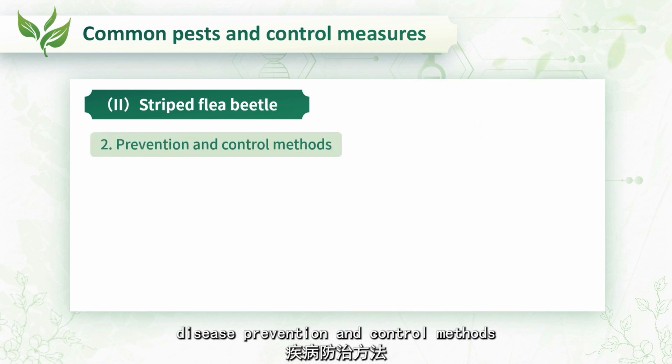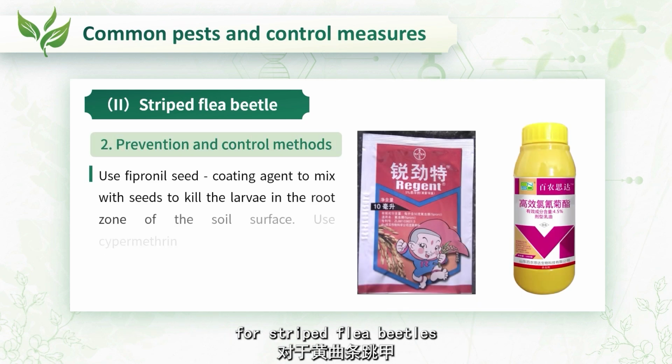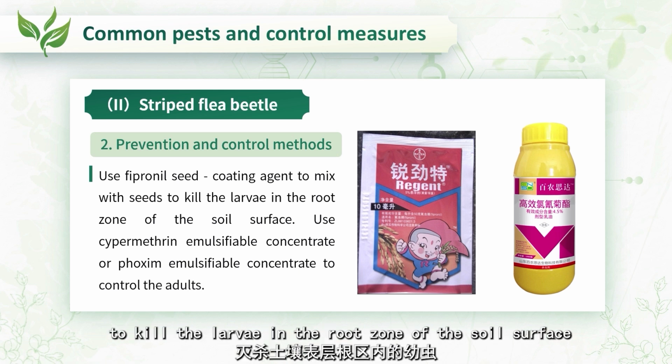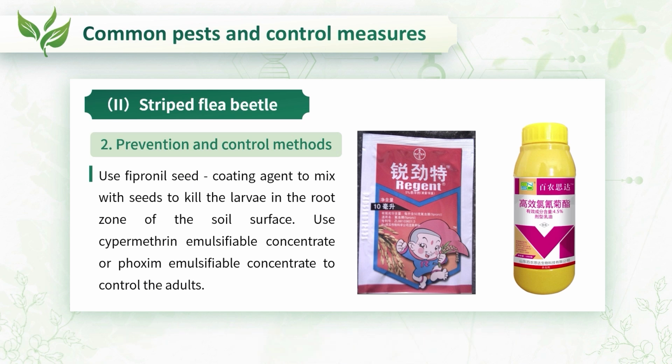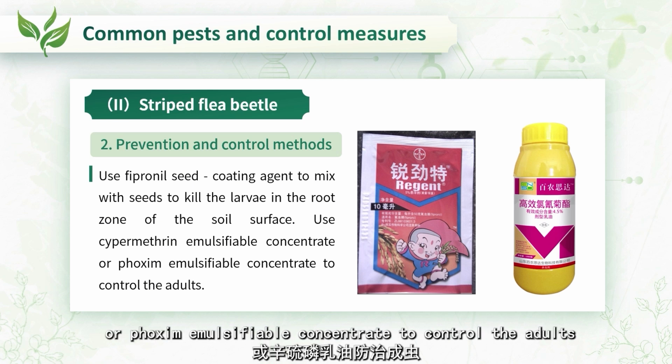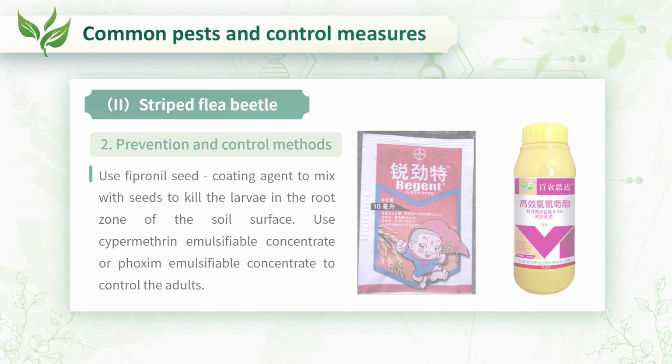Prevention and control methods for striped flea beetles. Use fipronil seed coating agent to mix with seeds to kill the larvae in the root zone of the soil surface. Use cypermethrin emulsifiable concentrate or phoxim emulsifiable concentrate to control the adults.